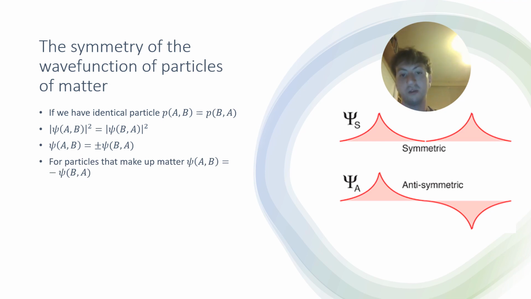And for particles that make up matter, it turns out that they are anti-symmetric in terms of their wave functions. So we have a minus sign instead of the plus or minus sign. So we have talked about the fact that for particles that make up matter, when you exchange the position of the particles, you just put a minus sign in front of the wave function.